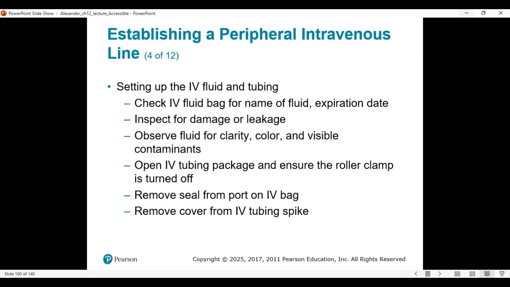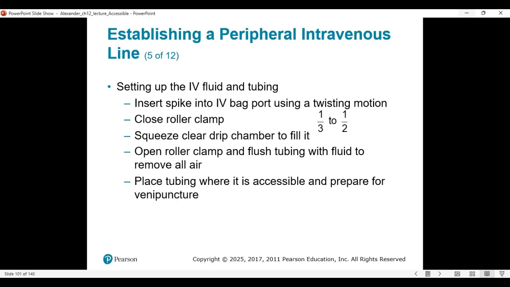Setting up the IV fluid and tubing, we're going to check the IV bag for the name of the fluid, make sure it's not expired. We're going to inspect it for damage or leaks. We're going to observe the fluid for clarity, color, and visible contaminants. We're going to open the IV tubing package and ensure the roller clamp is turned off. Remove the seal from the IV port in the bag. Remove the cover from the IV tubing spike. Insert the spike into the bag port with a twisting motion. Close the roller clamp.